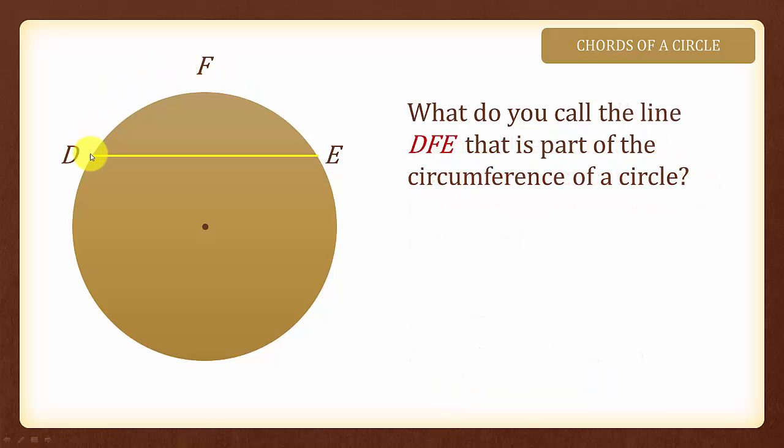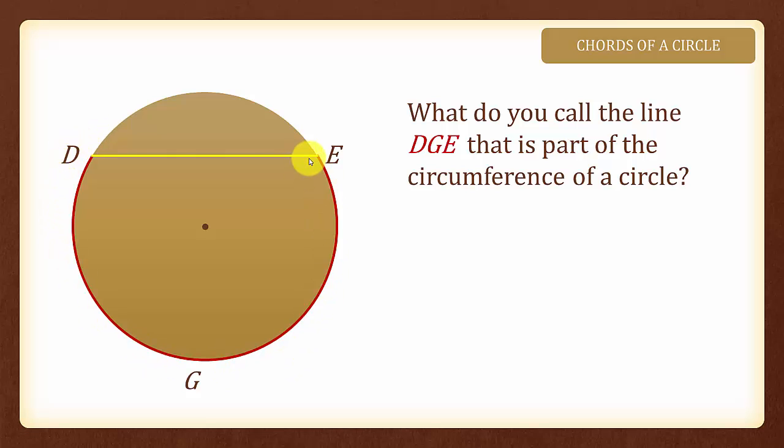And what is the name of the line DFE that is part of the circumference of a circle? This is a minor arc. And what do you call the line DGE that is part of the circumference of the circle? And this is the major arc.